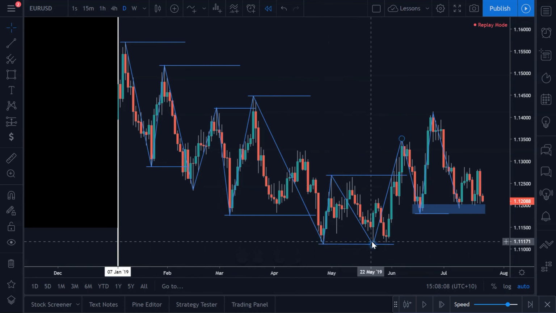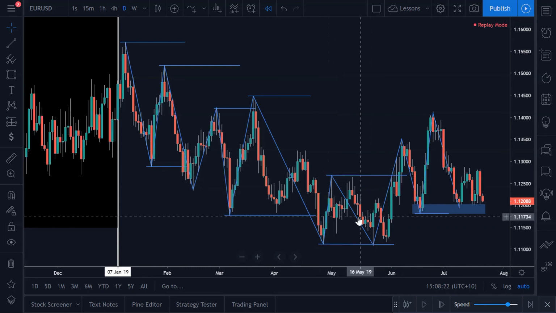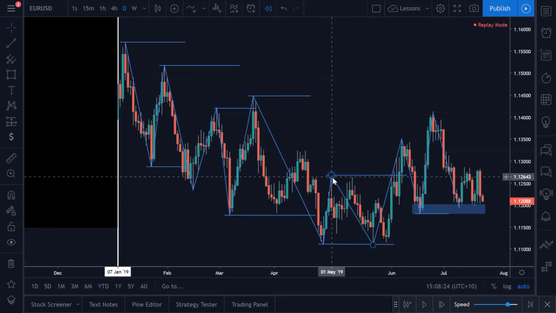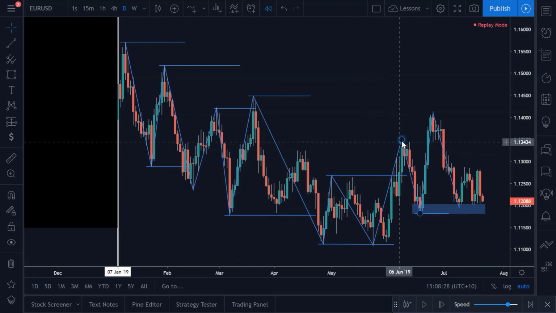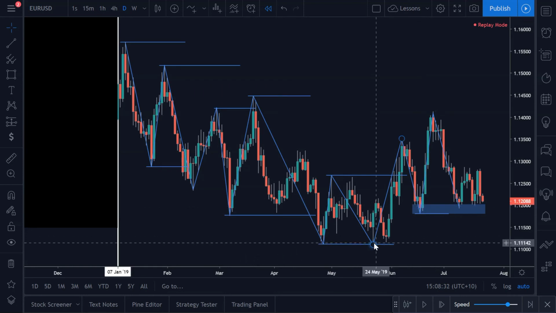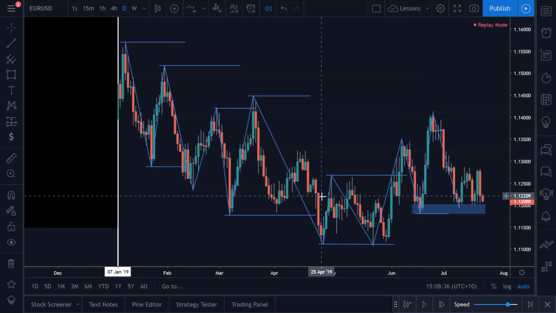Immediately after this double bottom, we had an impulsive move higher that broke structure to the upside and did in fact close above this previous high during this consolidation period. Once we had this break and close above this previous high, we had a pullback that did not break and close below this low. And then we had an impulsive move higher that did break structure here. Now we have a bullish trend.